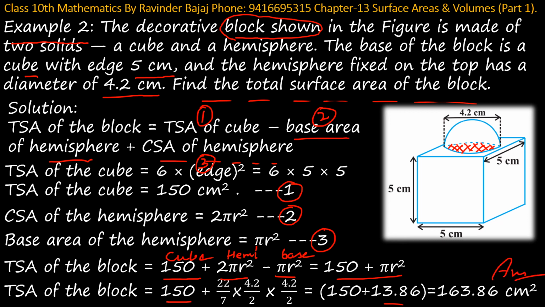Okay, in this way we can divide some complex solids into basic solids, and later on we can add or subtract some parts which are hidden to find the total surface area or maybe the volume of the solid figures given.